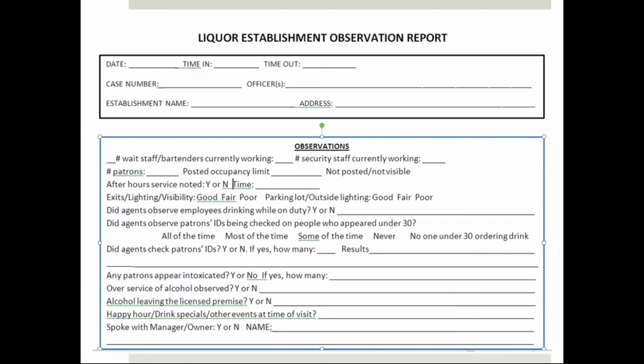This just gives you an idea of what our observation report looks like and the type of information that we're collecting. We obviously are not filling this out when we're at the bar, but we will go in and make notes of this. I take notes on my cell phone. And then when we leave the premise, we'll go into our car and fill out our observation report.